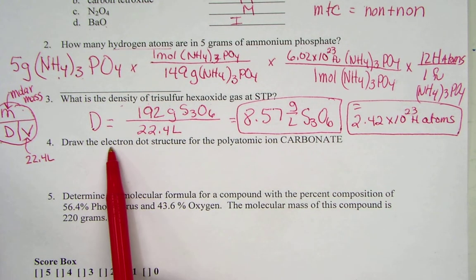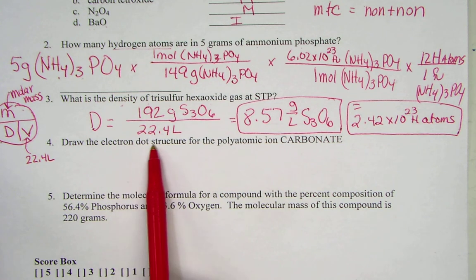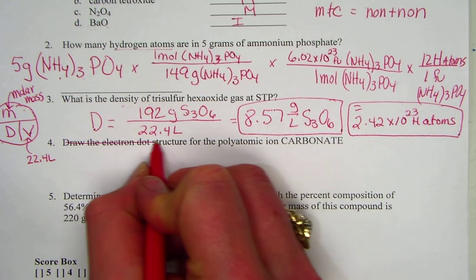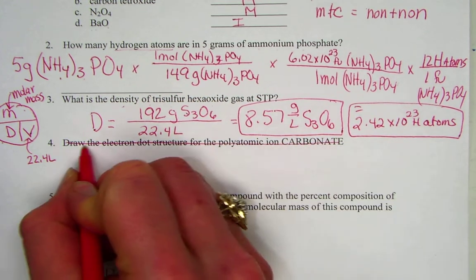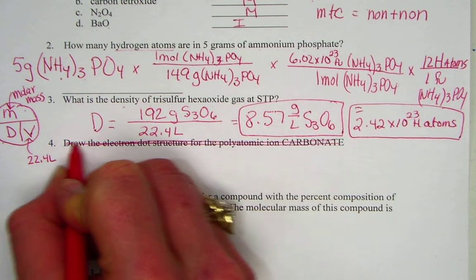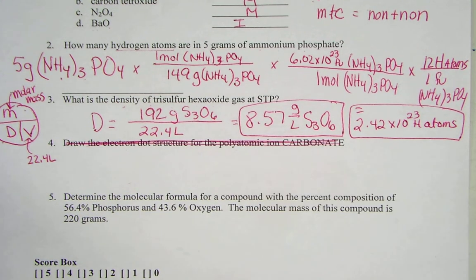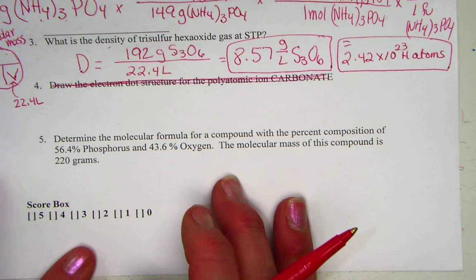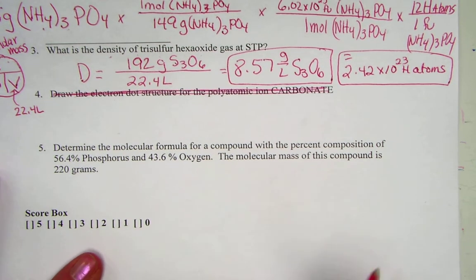Now friends, in number 4, we're being asked to draw an electron dot structure for a polyatomic ion. We have not practiced that skill, so I'll need to replace that question before we test. For right now, let's cross off number 4, freebie. And the last one we'll work is an empirical formula problem.